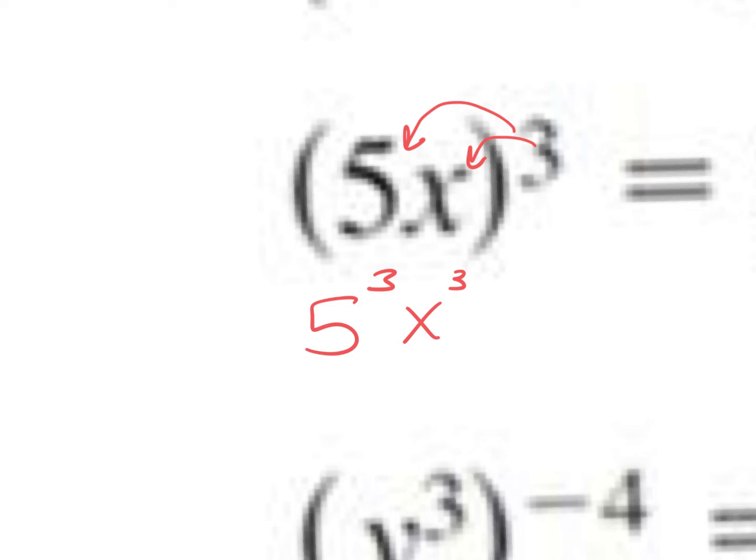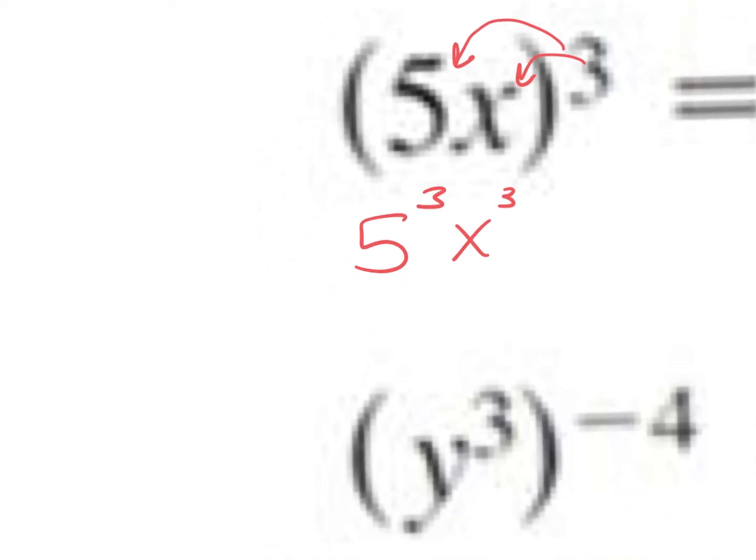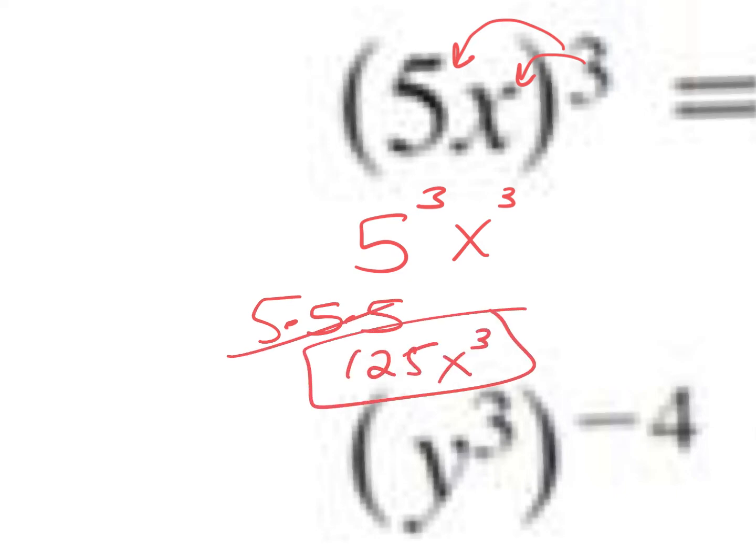What does it mean if something's raised to the third power? 5 times 5 times 5. Perfect. 5 times 5 times 5, which is 125. So this would be your simplified answer of 125x cubed is how we say that.